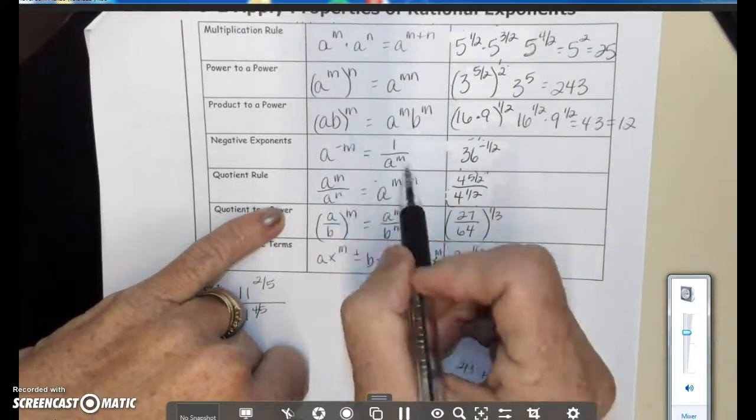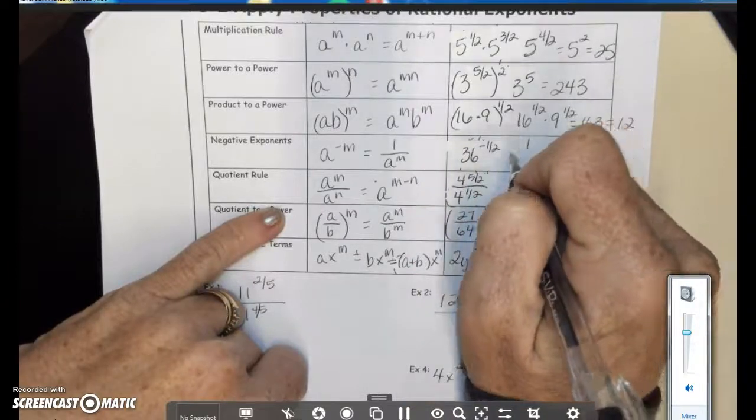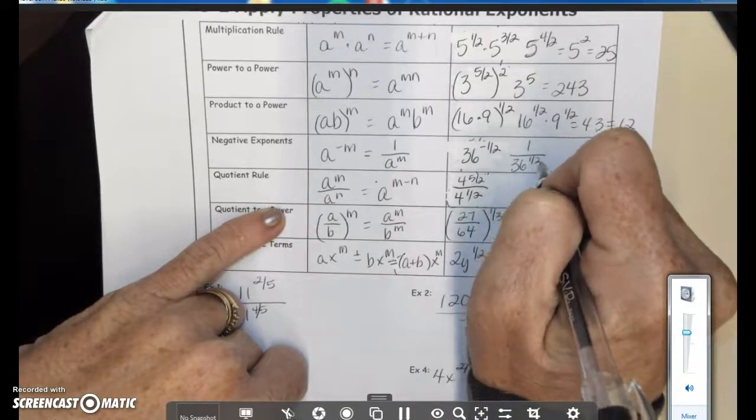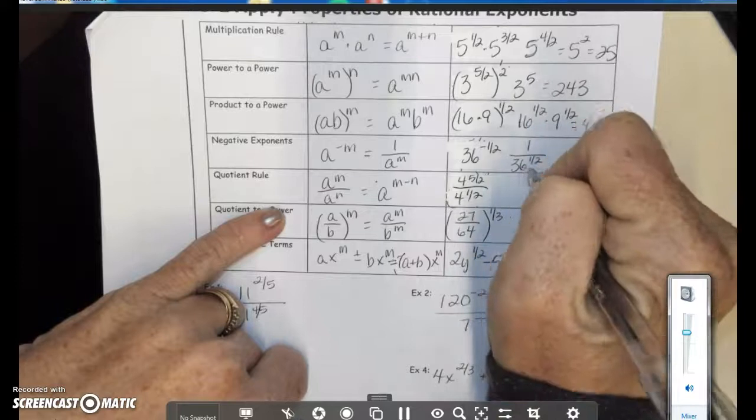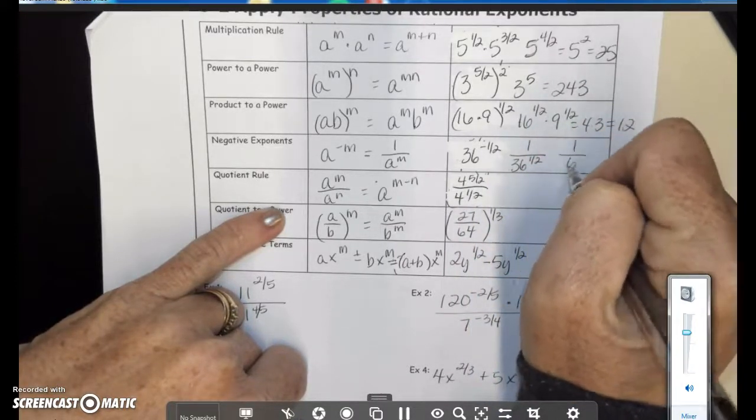Negative exponents means we take the reciprocal and then apply the positive exponent to that. So that would be 1 over 36 to the 1/2. We know that an exponent of 1/2 means a square root. So the square root of 36 is 6. We would have 1 over 6.